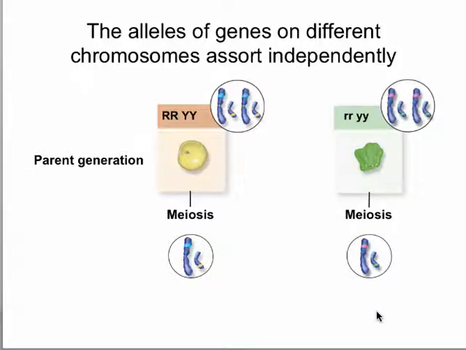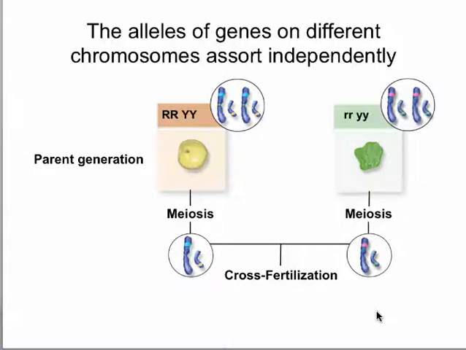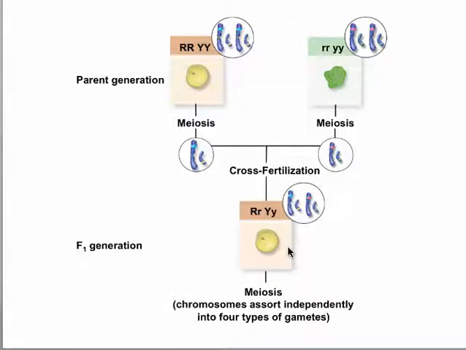Now let's say that these 2 plants cross-fertilize. So now from those haploid cells in meiosis, the resulting offspring has 1 allele from each parent. From this parent, it inherited the round allele and the yellow allele, and from the other parent it inherits the wrinkle allele and the green allele. So now the offspring is heterozygous for both the shape of the seed and the color of the seed. And this is where it becomes interesting.